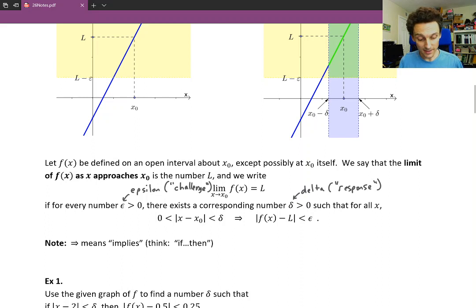There always exists a corresponding number delta greater than 0, so positive delta, such that for all x, delta closeness to x naught implies epsilon closeness to L, then we can say that this limit as x approaches x naught of f of x is equal to L. So this is where that previous video giving you the foundations comes in: the absolute value of x minus x naught really means the distance between your x values and x naught. So this is saying all of the x values that are within delta of x naught.